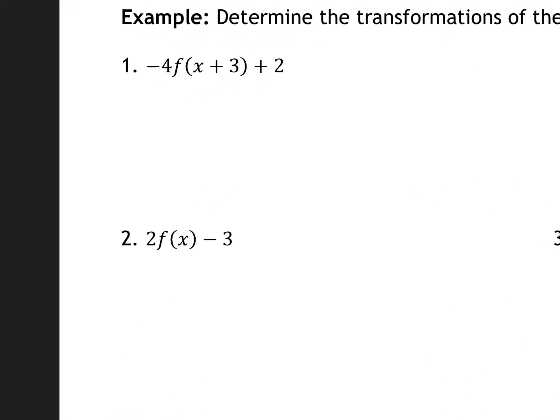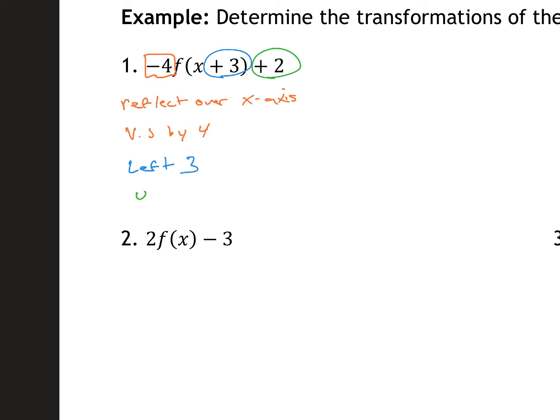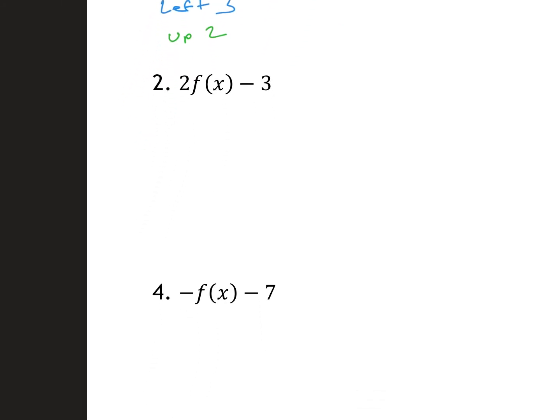So if I'm going back over these, this negative 4 on the outside is a reflection over the x-axis. And it's also vertical stretch by 4. Plus 3 on the inside means it's going to go left 3. We should be very good at these now. Plus 2 on the outside means it's going to go up 2. So it's just taking what you know and just kind of applying it to a different way.